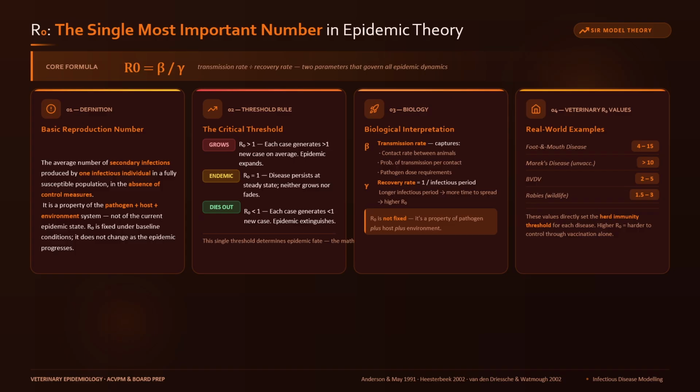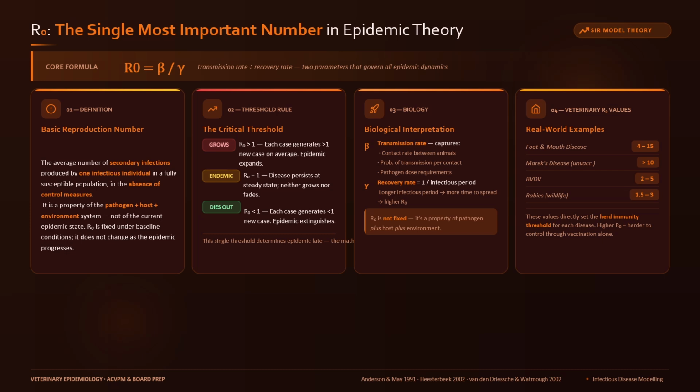R0 is the single most important number in epidemic theory, so let's define it carefully. It's the average number of secondary infections produced by one infectious individual in a fully susceptible population before any control measures kick in. Crucially, it's a property of the pathogen, host, and environment together, not of the current epidemic state, so it stays fixed under baseline conditions.